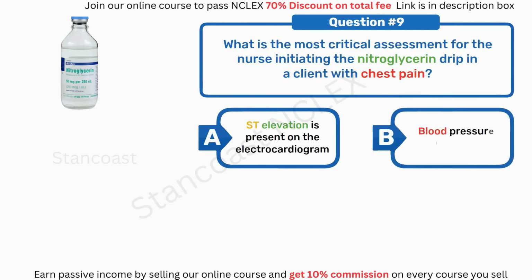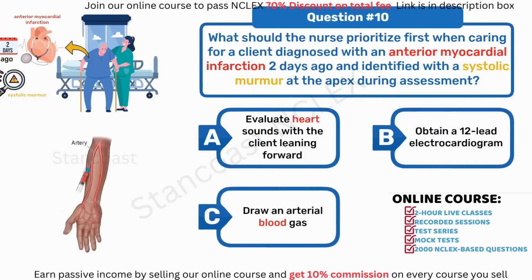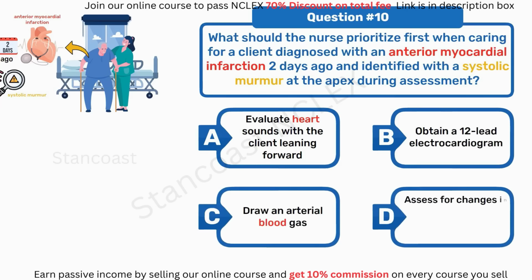What should the nurse prioritize first when caring for a client diagnosed with an anterior myocardial infarction 2 days ago and identified with a systolic murmur at the apex during assessment? A. Evaluate heart sounds with the client leaning forward. B. Obtain a 12-lead electrocardiogram. C. Draw an arterial blood gas. D. Assess for changes in vital signs, for example, heart rate, blood pressure, and respirations.